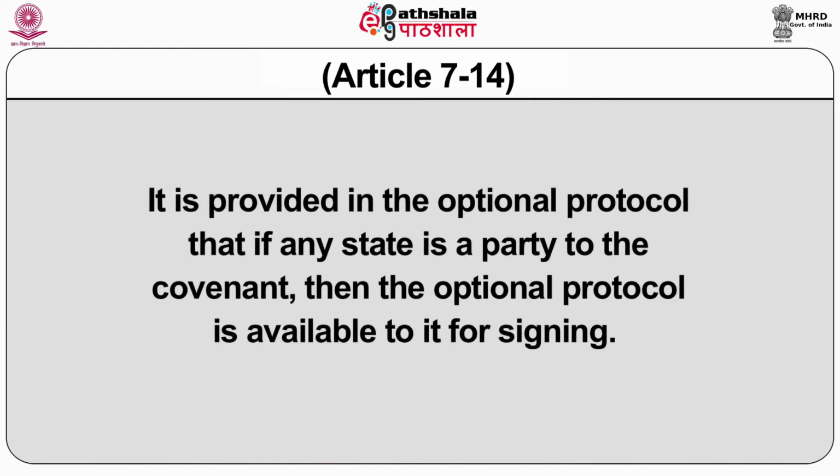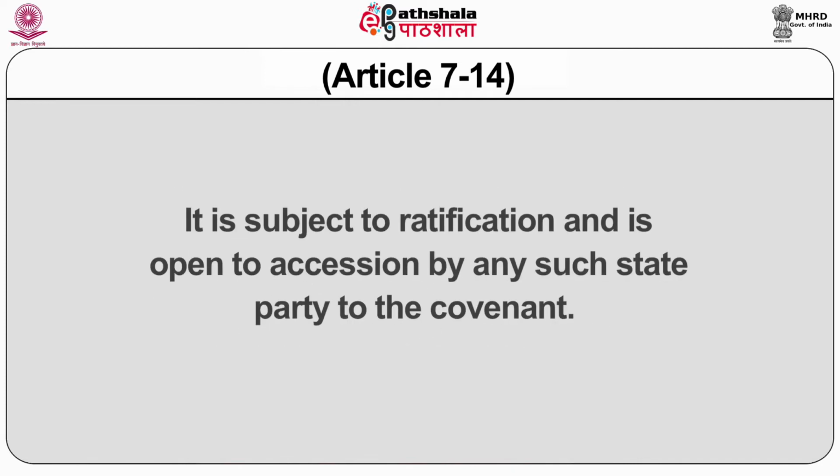It is provided in the optional protocol that if any state is a party to the covenant, then the optional protocol is available to it for signing. It is subject to ratification and is open to accession by any such state party to the covenant. The Secretary General informs the state parties to the covenant about the deposit of each instrument of accession or ratification, whichever has been adopted.